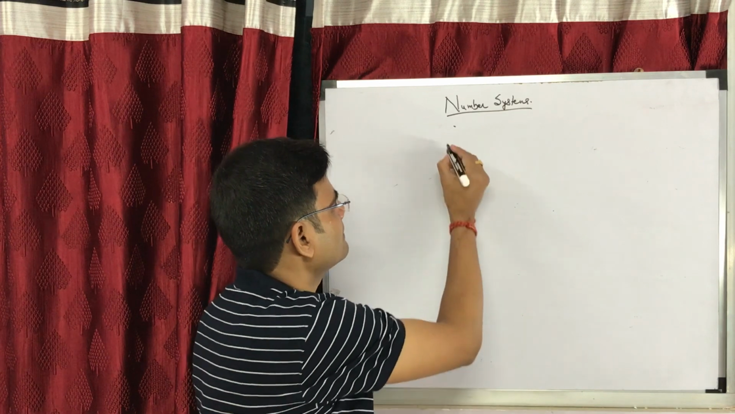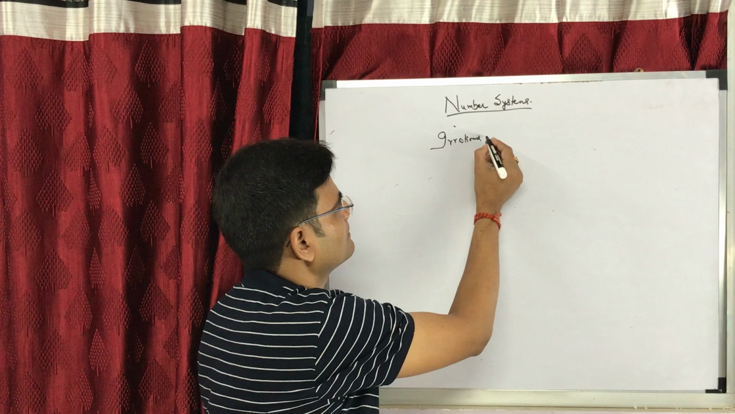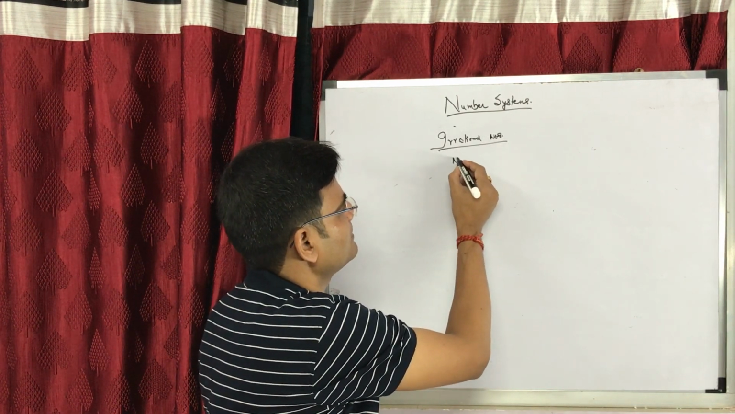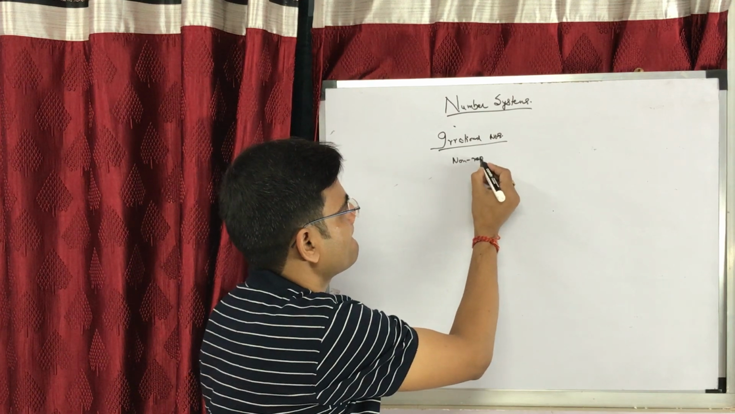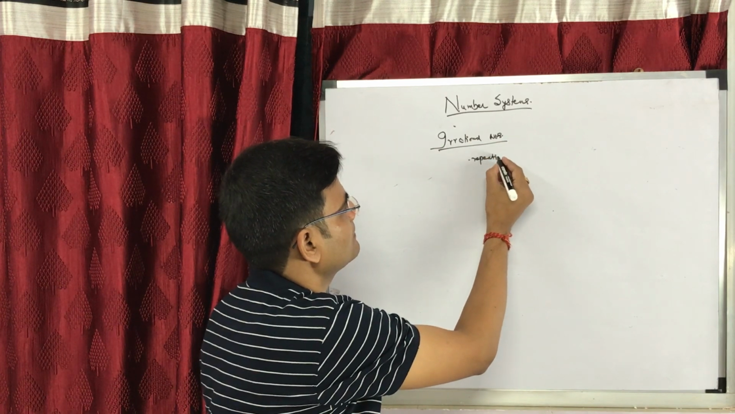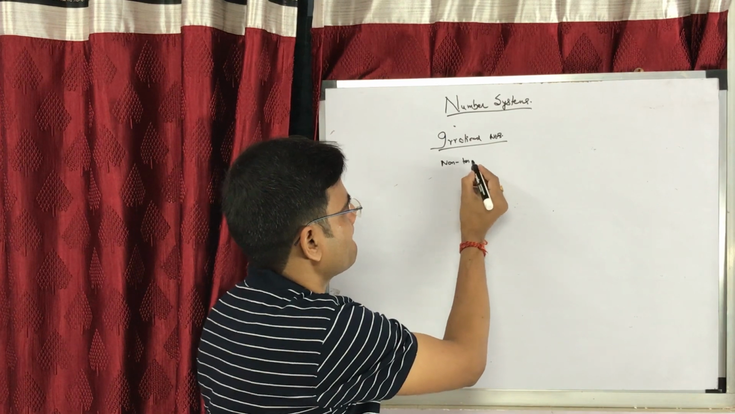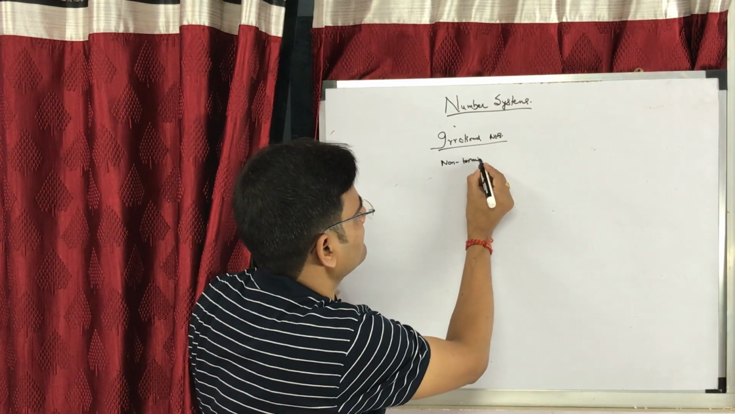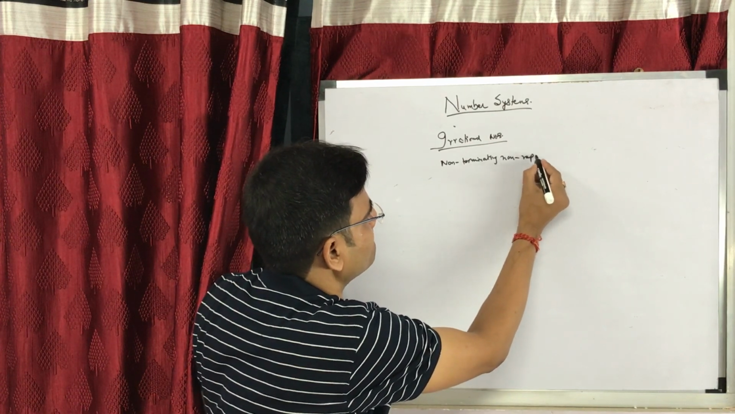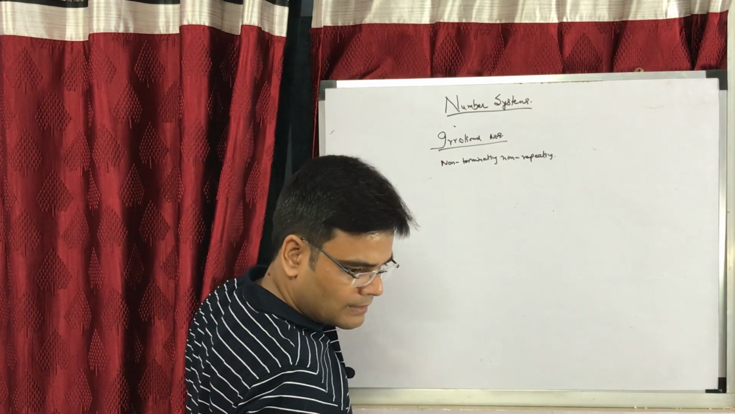So irrational numbers are a little tricky numbers. By definition, they are non-terminating and non-repeating. They don't even repeat.